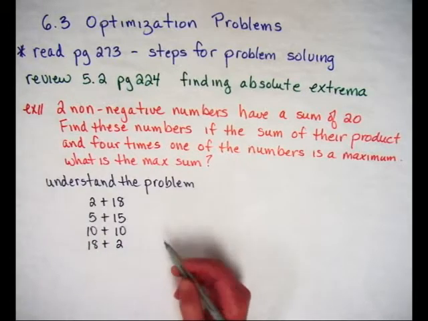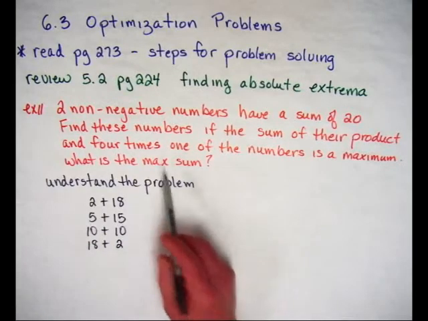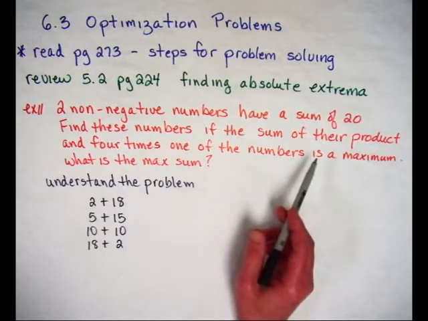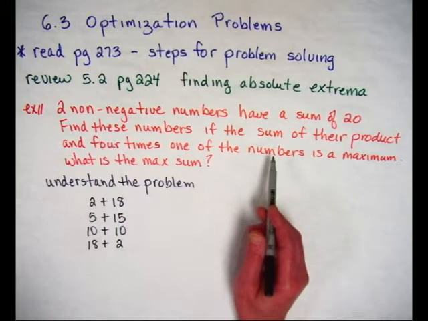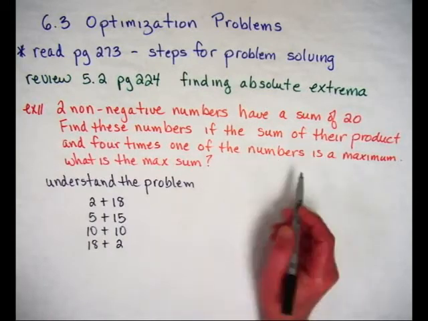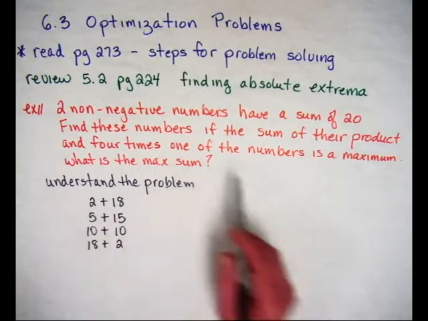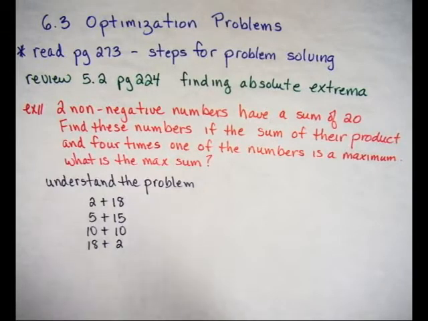However, if we read on in the question, it says, find these numbers if the sum of their product. So again, let's just make sure we understand what that means. The sum of their product. So we want to add their product and 4 times one of the numbers. And we want that to be a maximum.